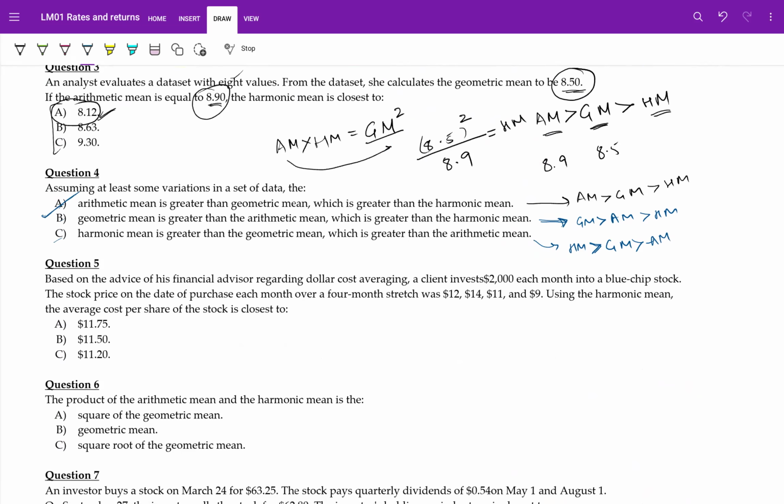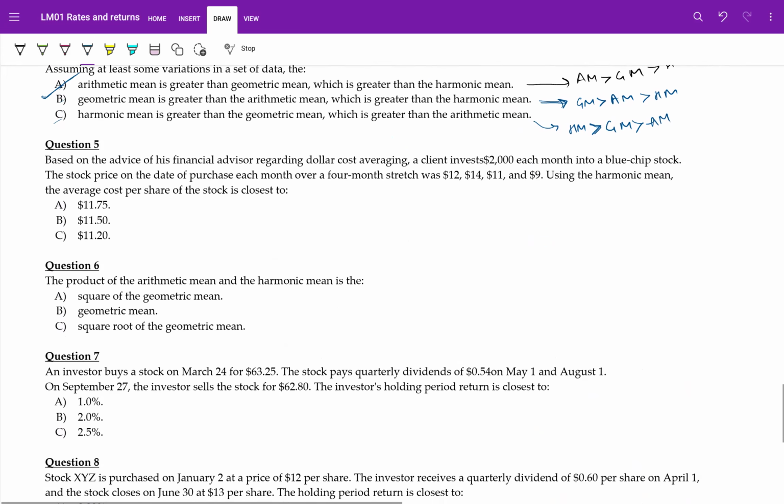All right. So question number five is based on the advice of his financial advisor regarding dollar cost averaging. The client invested $2,000 each month into a blue chip stock. The stock price on the date of purchase each month over a 4 month stretch was 12, 14, 11, and 9. They are asking you to use the harmonic mean here. The average cost per share of the stock is closest to what?